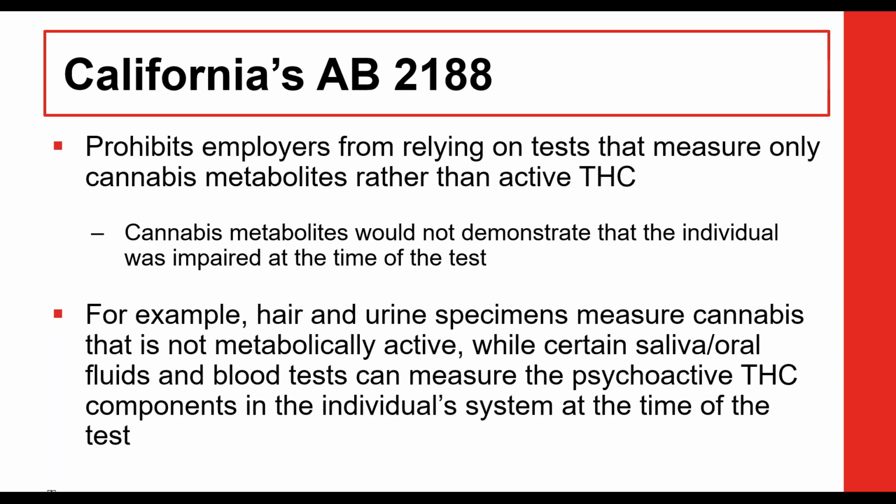So by way of example, according to California, hair and urine specimens measure cannabis that is not metabolically active, while certain saliva and oral fluids and blood tests can measure the psychoactive THC components in the individual's system at the time of the test. You as an employer really need to make that distinction when you're talking to your testing companies and deciding whether to test someone for potential impairment.